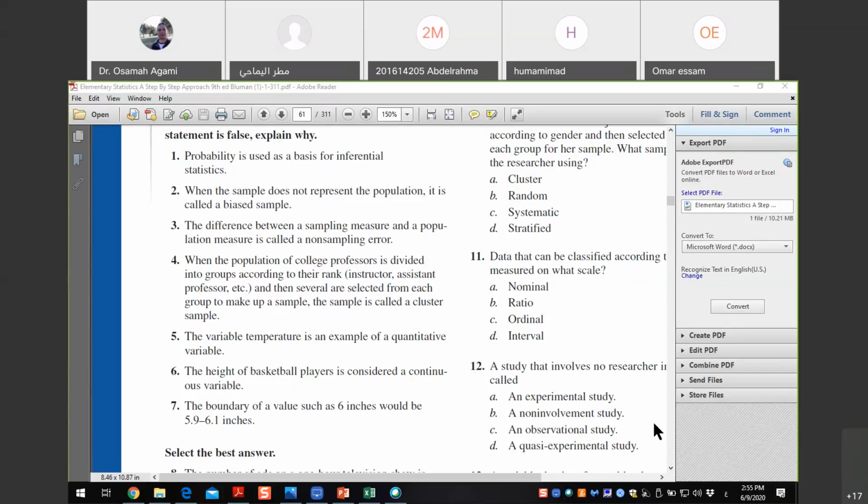Muhammad Iyad. Hello, doctor. You deserve this question, Muhammad. When the population of college professors is divided into groups according to their rank, instructor, assistant professor, and so on, then several are selected from each group to make up a sample. The sample is called a cluster sample. Is it correct or wrong? Wrong. What is the right type of sample here?